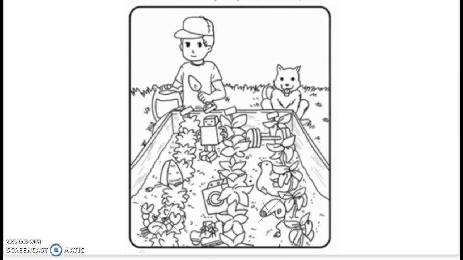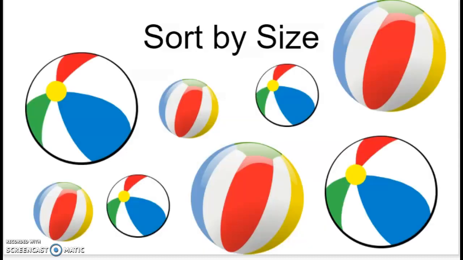So I was able to find 8 things that do not belong in the garden. If you want, you can go back and pause the video and see if you can find 8 things. Okay, the next thing that you're going to do this week is put things in groups by their size. Now you're going to have something like this, and it's going to say, draw X's and circles to show how you sort.